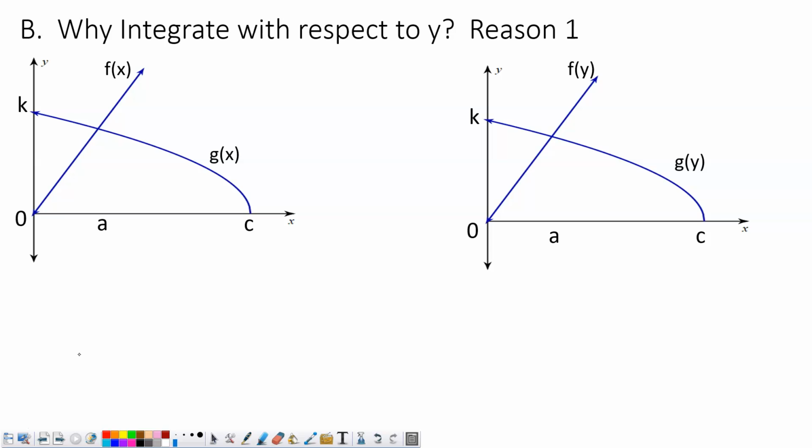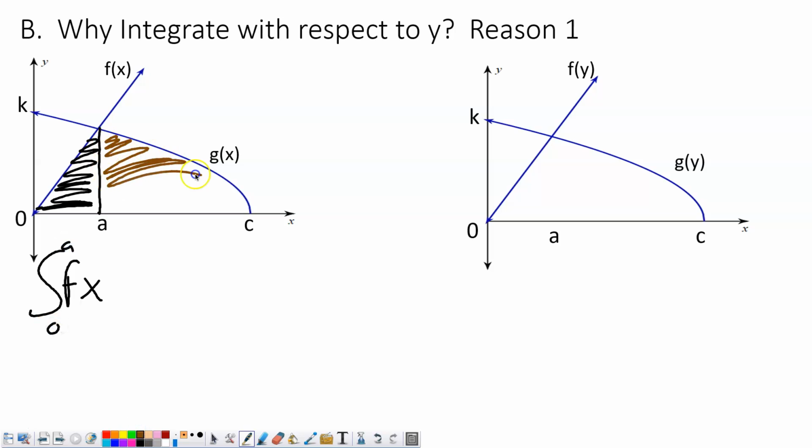So why did we do this? Well, last night on your homework, I gave you a problem that was a little bit like this. To find the area under the curve, you would have to split it up into two pieces. You would have to do one integral for the area under the f function from 0 to a, and then another integral for the area under the g function from a to c to get the total area.